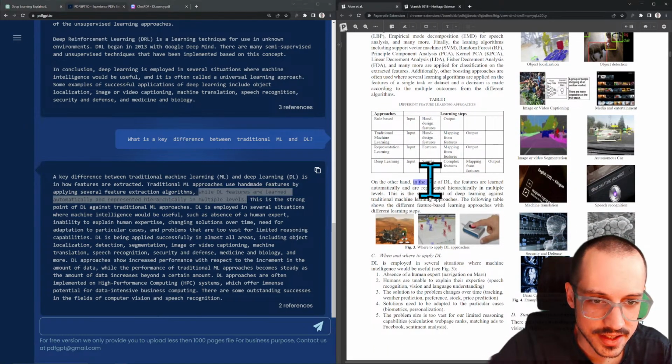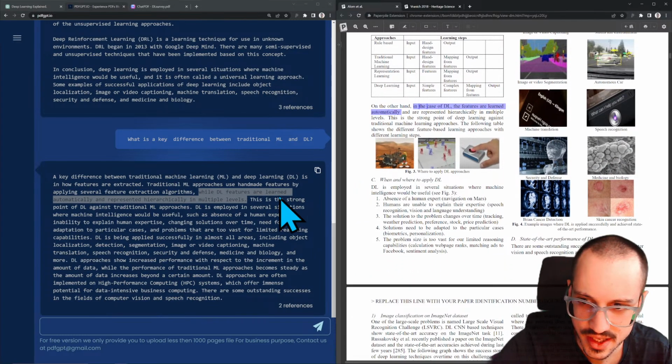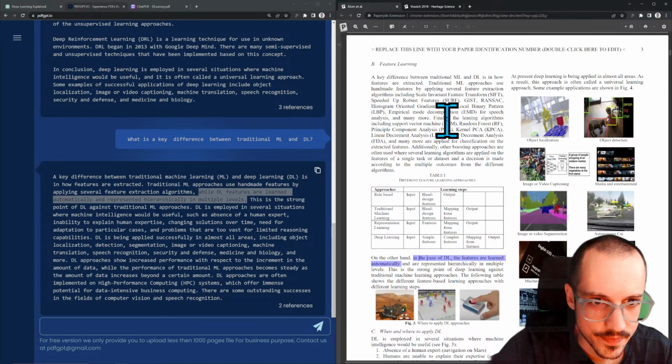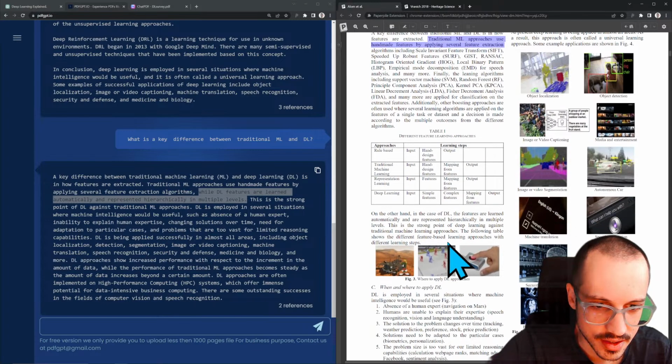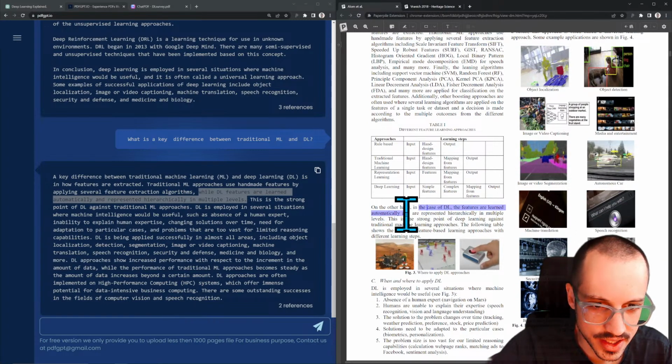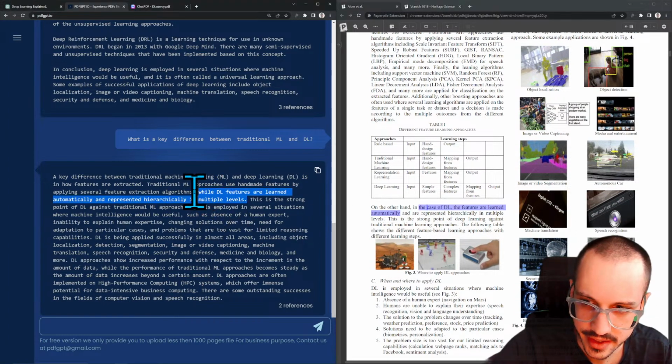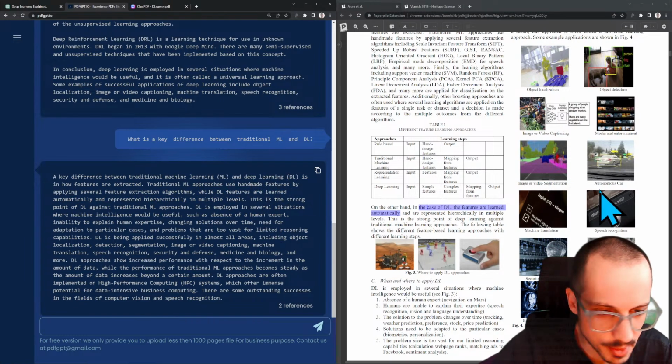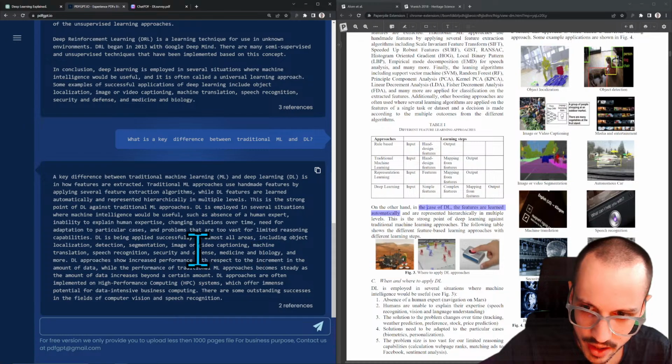On the other hand, in the case of DL, the features are learned automatically. So this is actually pretty impressive. You see that? It gave you the word for word here for the ML, and then it went straight to the word for word here for the DL, right? And it broke it into a sentence with two parts here. So it's kind of copy pasting from the PDF, but it's actually aware of the knowledge.